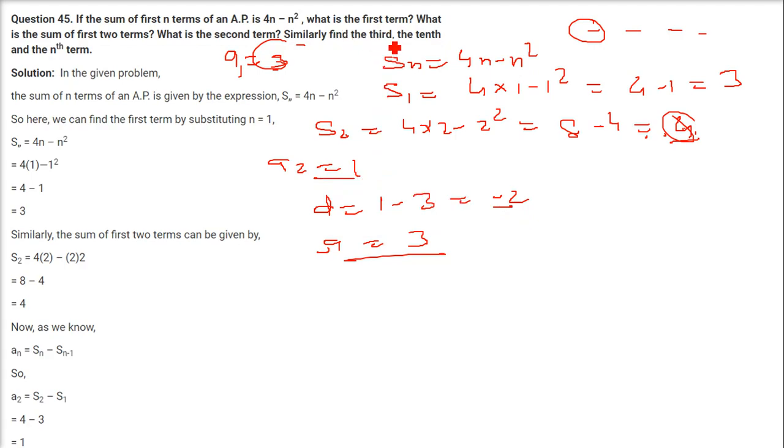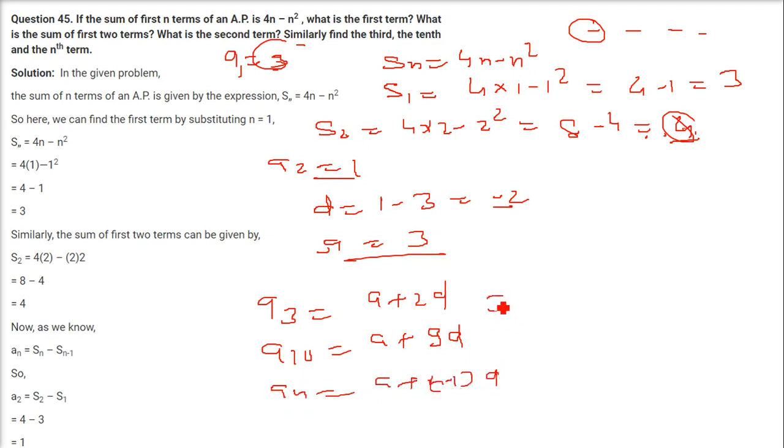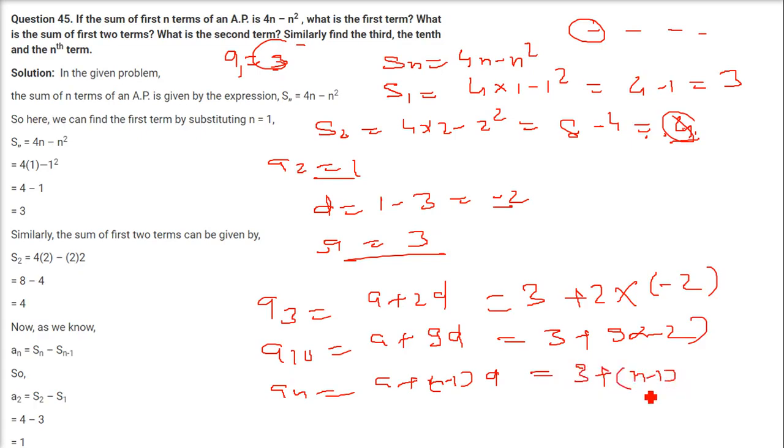Now find the third term, 10th term and nth term. The third term A3 will be A plus 2D. The 10th term A10 will be A plus 9D. The nth term An will be A plus n minus 1 into D. Now you place A as 3 and D as minus 2: 3 plus 2 into minus 2, 3 plus 9 into minus 2, and 3 plus n minus 1 into minus 2. So these are the values you will get.